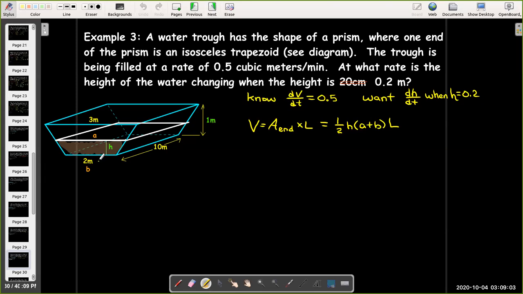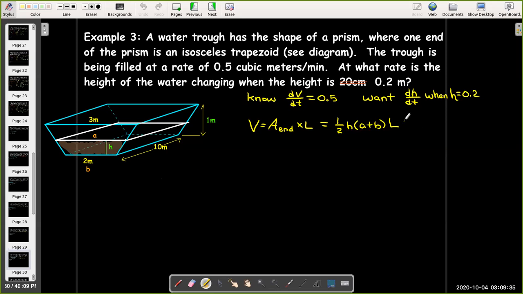So the volume that I'm interested in is the volume of the water. So remember that the way we calculate the volume of a prism is we can take the area of the end and multiply it times the length. The end is a trapezoid, so that would be 1/2 h times (a plus b) times l. a is going to be the top side of the trapezoid, b is the bottom.